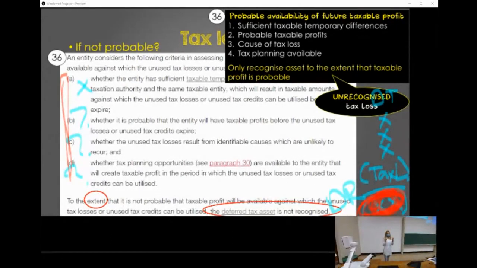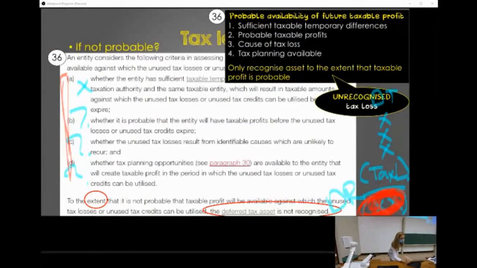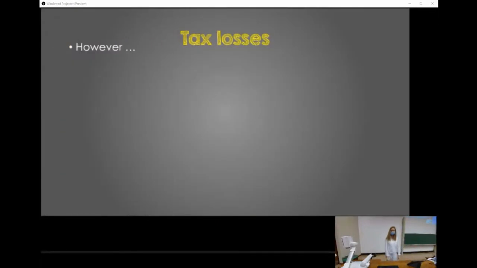Now you have to understand the difference between unused and unrecognized. If I tell you there's an unrecognized deferred tax asset amount of, then that is going to be the amount after tax. Unused is the gross amount. The recognized amount will be after it has been multiplied with a tax percentage.